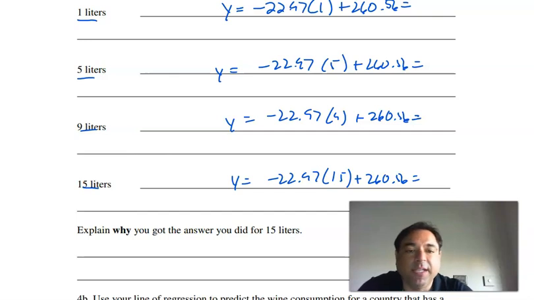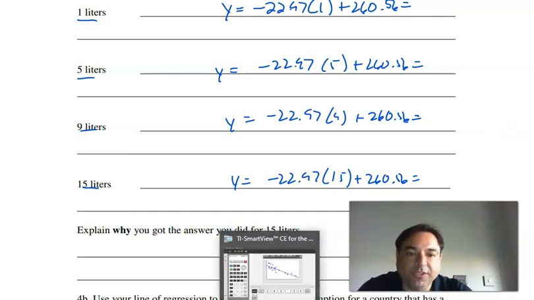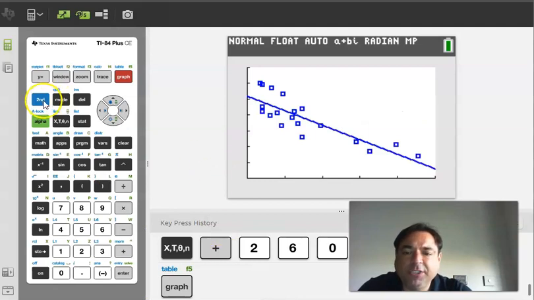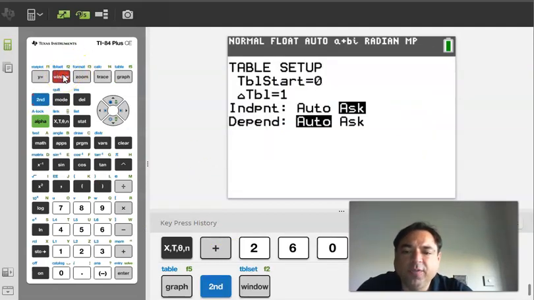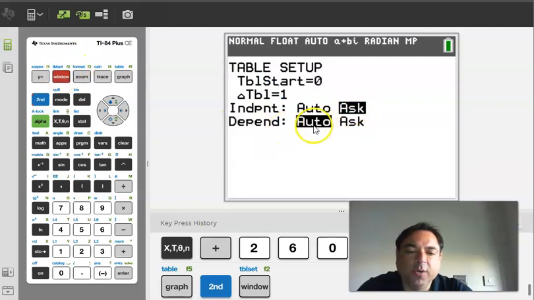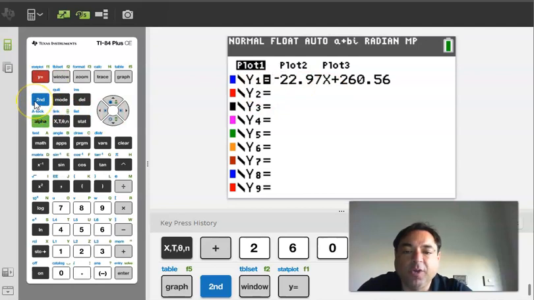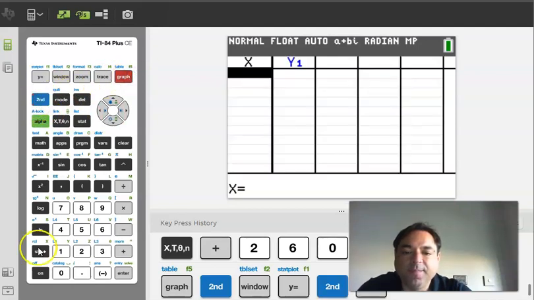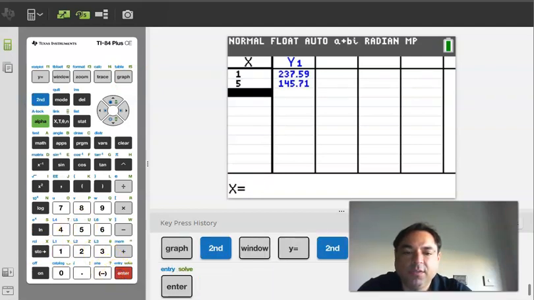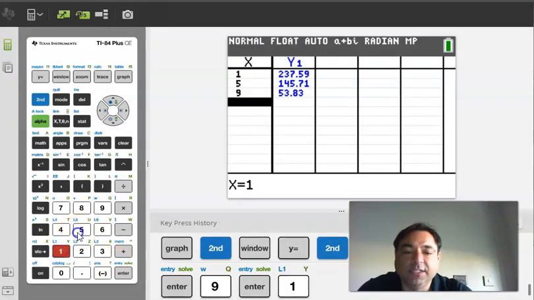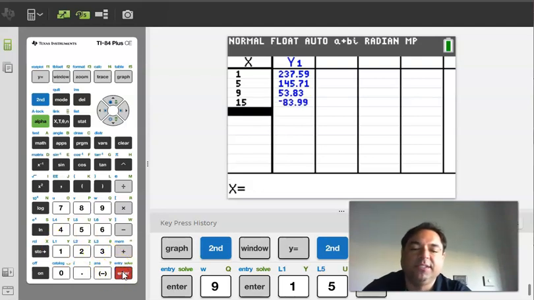Now you can go to your calculator and type it in, but I'm going to do these in the table feature. Make sure you hit second window for table set. Make sure it's ask, auto, so independent it's ask, put enter on top of ask, and the dependent should be auto. You have in y equals the equation, so if I go to the table feature, second graph, I can plug in the 1, enter, 5, enter, 9, enter, 15, enter. Again, you could just type it in the calculator as well, and you get the same answers.